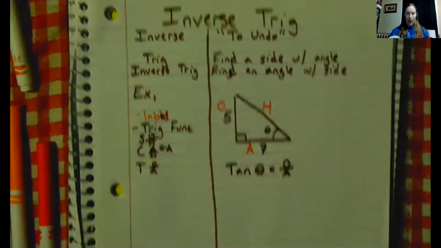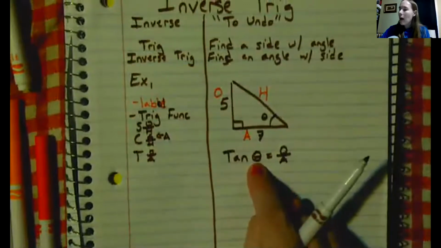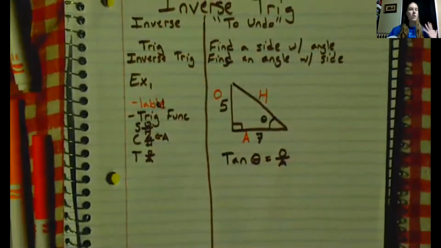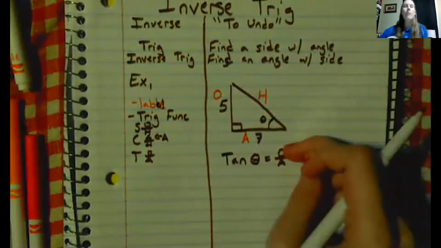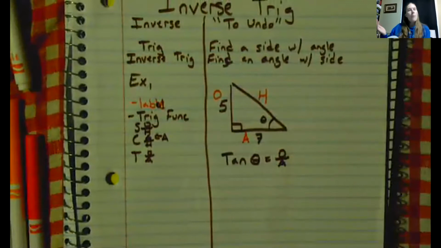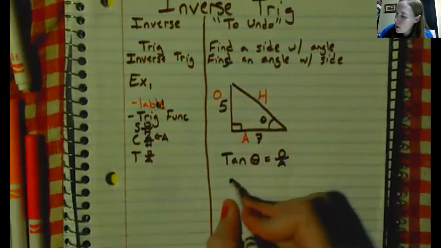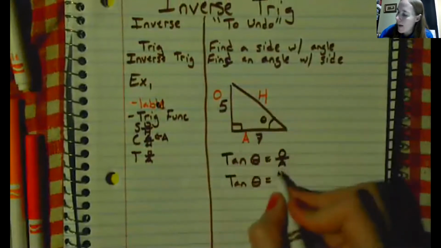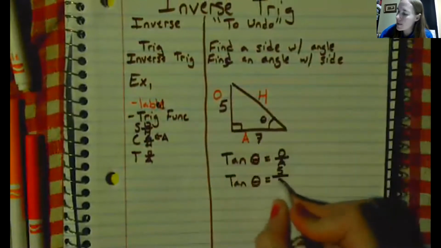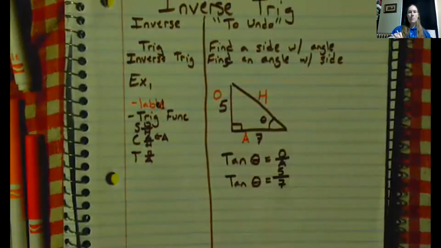Normally when we do this, we plug in our angle and then we plug in either our opposite or adjacent, whichever one is given to us. In this case, we don't actually know this angle. That's what we're looking for. And we know the opposite and the adjacent. So I have the tangent of my reference angle equals my opposite, which is 5, over my adjacent, which is 7. And at this point, you may be like, okay, but how do I put this into my calculator? This is where the inverse comes in.